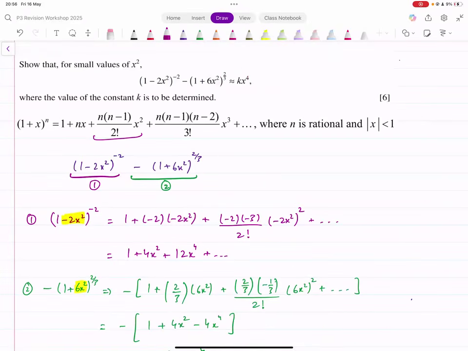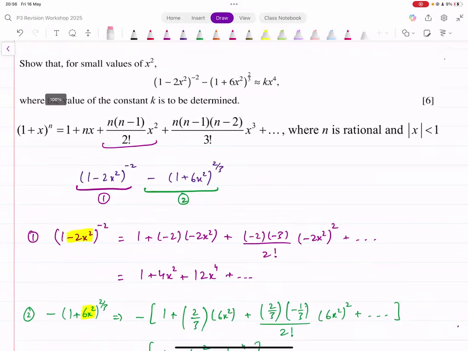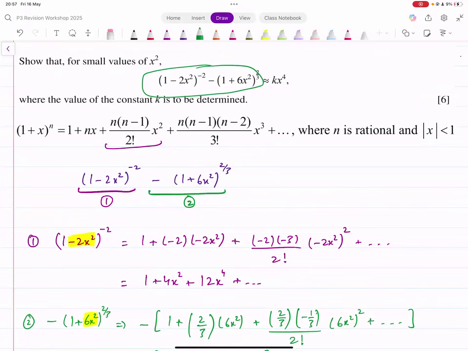Now, let's have a look at this. It says, show that for small values of x squared, this expression is approximately equal to kx raised to power 4. Now, how do we understand the statement? The working is exactly the same as what we have been doing until now. However, they are saying for small values of x squared. Now, what does that mean?